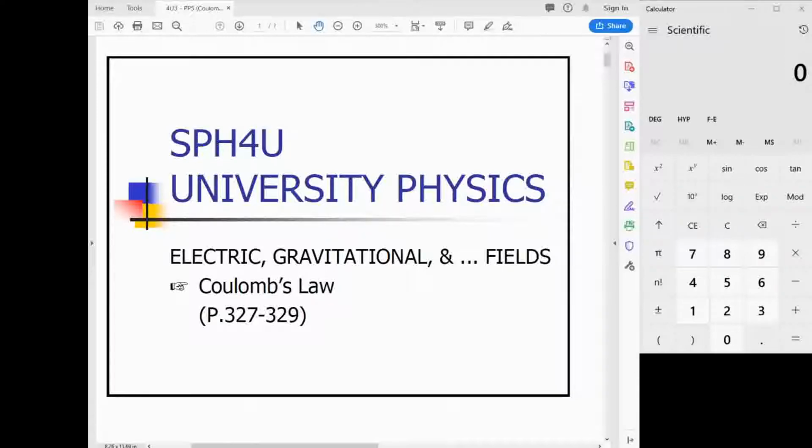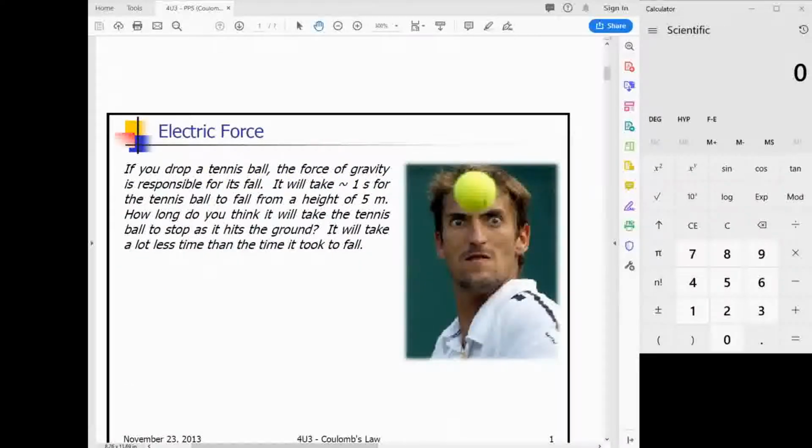We'll start with a lecture on Coulomb's Law, which is section 7.2 from your textbook. You can read through section 7.1, but no work is assigned from that section. So the bulk of the work for this unit, well, I guess the bulk of the understanding for this unit comes from this lecture, which is 7.2 in your textbook on Coulomb's Law.